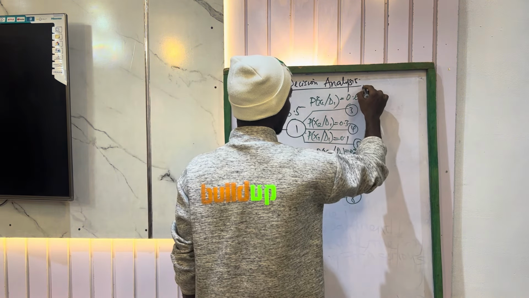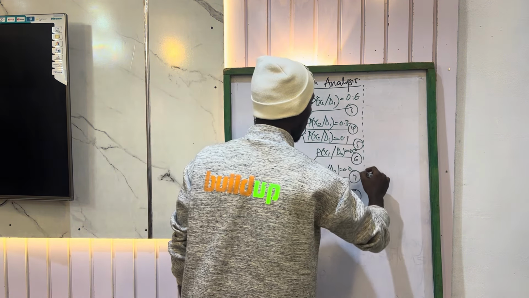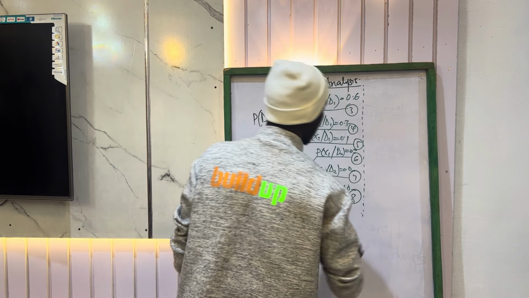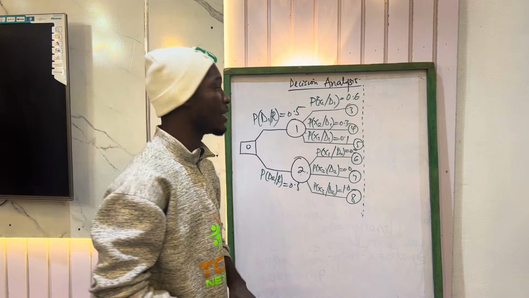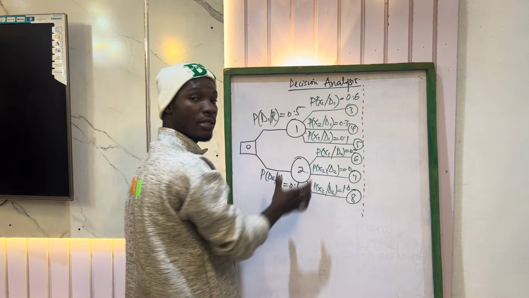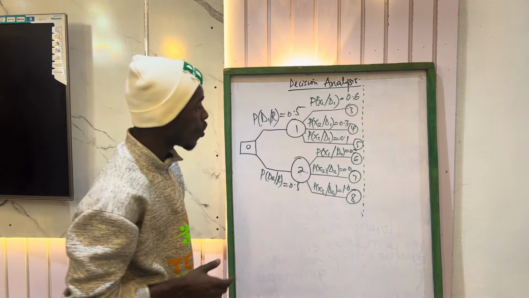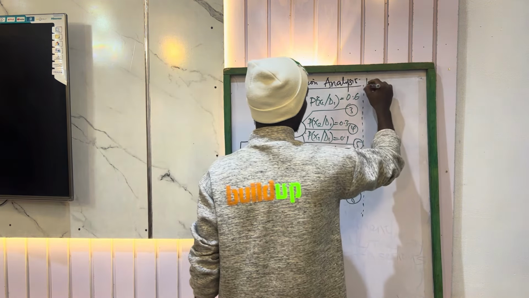What's going to happen here is that we're going to determine the conditional probability between this and this. So how do we get that? I can call this place probability A.